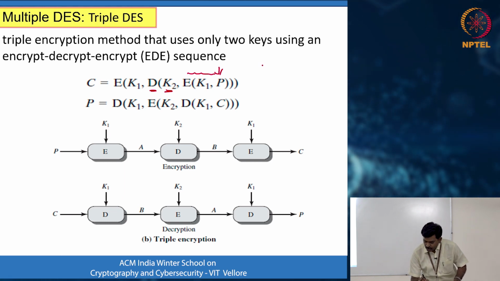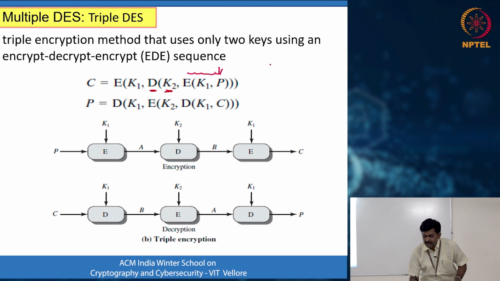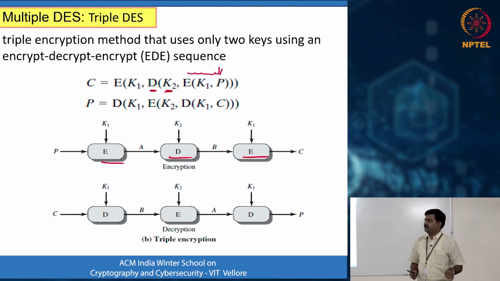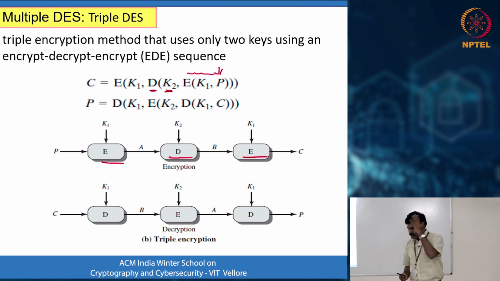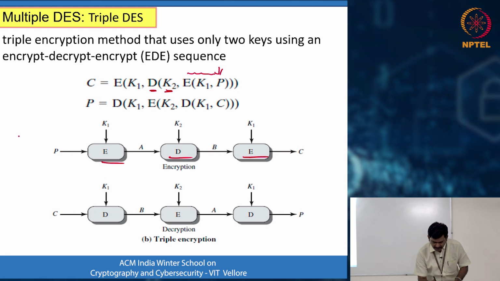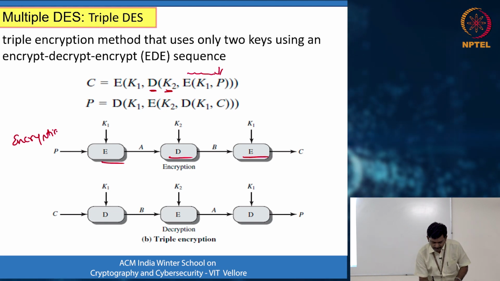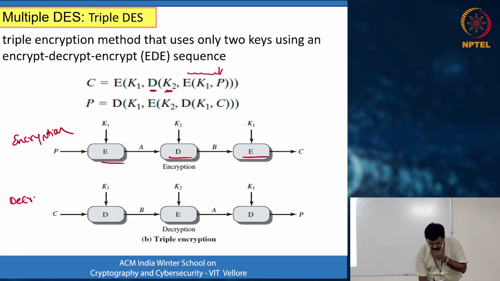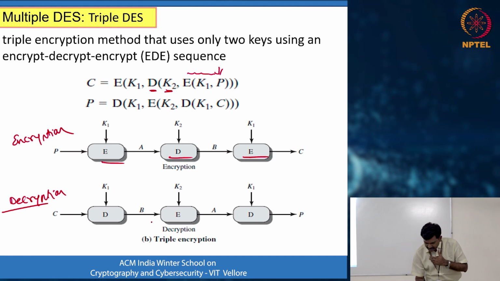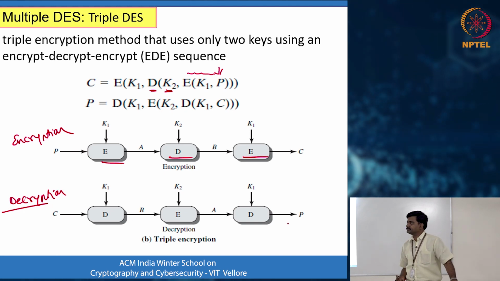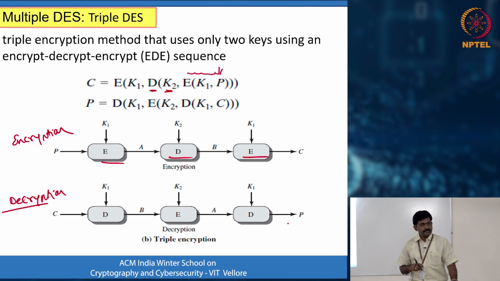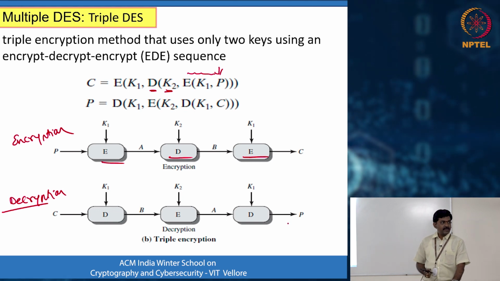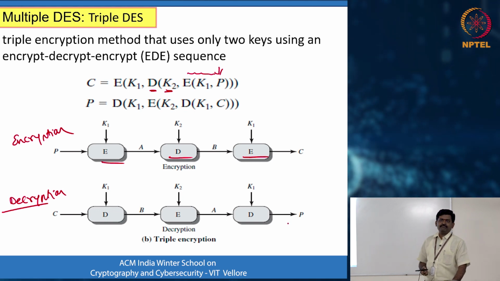So multiple DES, especially triple DES, the sequence of operation is encrypt, decrypt, encrypt. When I say encrypt, decrypt, encrypt, it is not that you are actually doing decryption, you are actually doing the encryption process only. And at the receiver, if you notice, you see decryption, encryption, decryption. Though you have encryption in the decryption process, you are actually doing the decryption. The reason is you are supplying a different key. Okay.